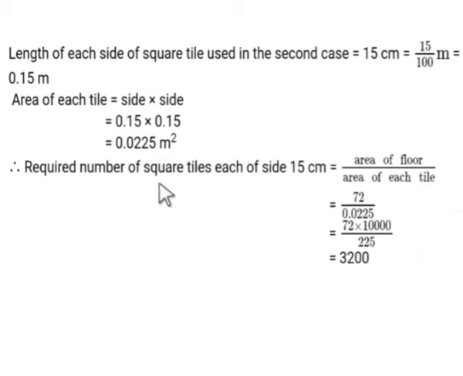Now to get the number of tiles, we will divide the area of the floor by the area of each tile. That is 72 upon 0.0225. Now again here the denominator is in decimal form. Now we will convert it into a natural number by converting it into numerator denominator form. So 0.0225 is 225 upon 10,000. Now do the cancellation, you will get 3200. That is, the number of square tiles having side 15 centimeter required here is 3200.